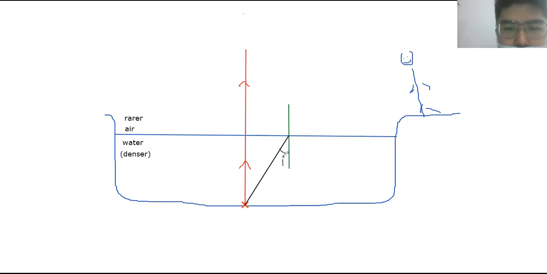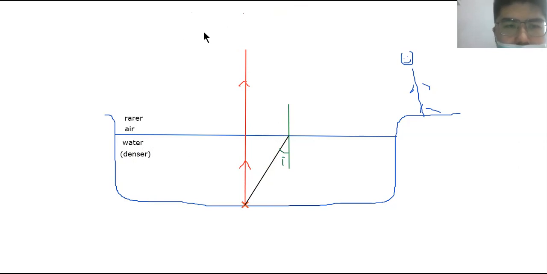Here, this is the eye. Now notice that this ray strikes the surface at an angle. So what happens? There is a change in direction and also speed for refraction. So does the ray bend towards or away from the normal?